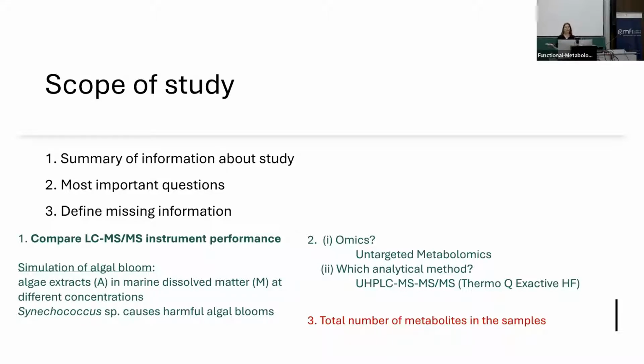And then define the missing information. Of course, the missing information is what is the total number of metabolites that we can detect through LCMS or through the different instrumentation anyway. And also, I guess, the different concentrations of algal bloom, what difference do they have between their metabolites?